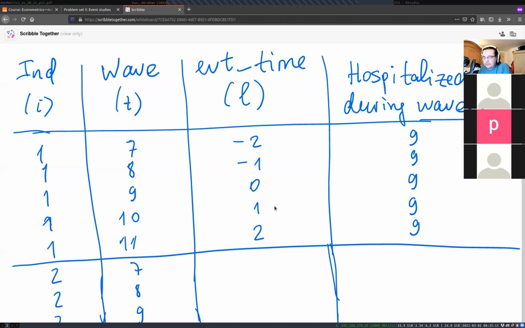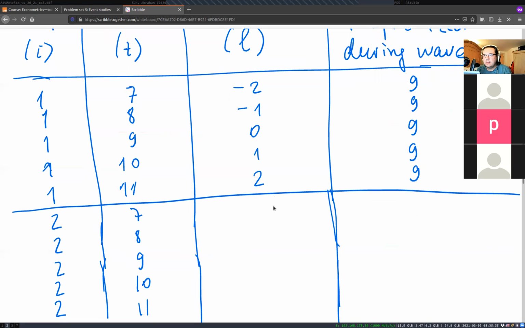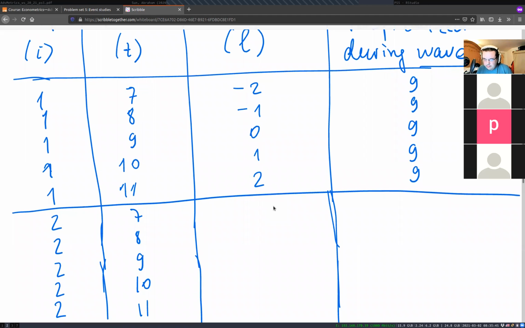So in this moment of time, L, we have the distance to our hospitalization event. And if the individual was hospitalized before, say in period 6, then we'll have all negatives here. -1, -2, -3, -4, and -5.